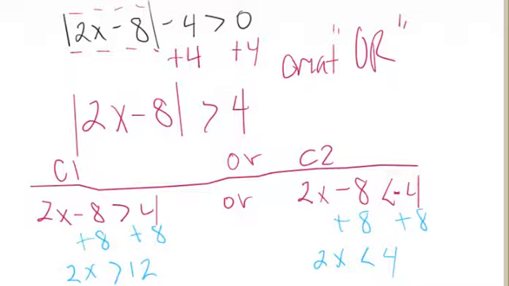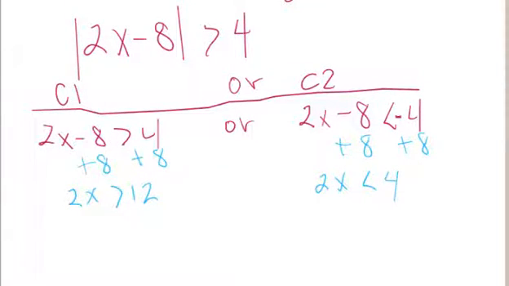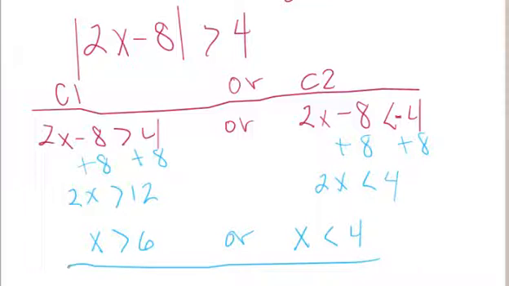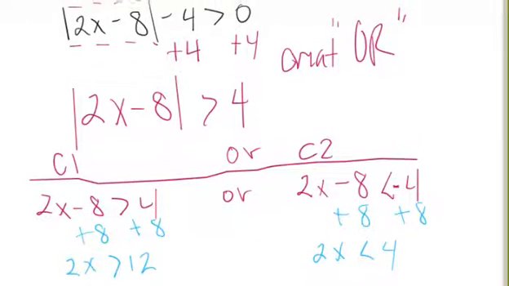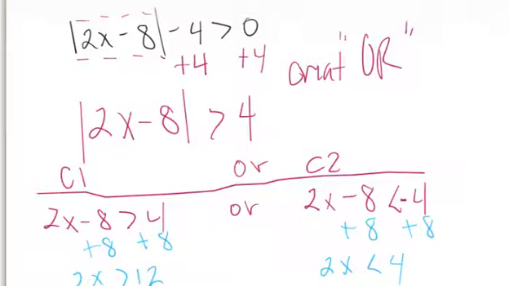Okay. So let's give ourselves some more space here real quick. Okay, then we just got to divide both by 2. And we would get x is greater than 6, or x is less than 4. And there's our answer. So, had to check that it was a less than or greater than sign. It was a greater, that's how I know it's an or problem.